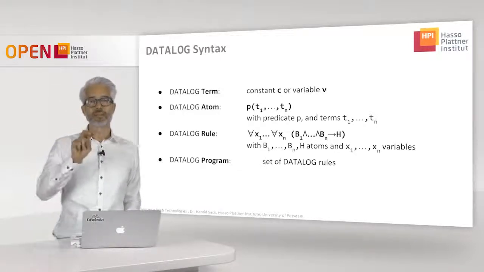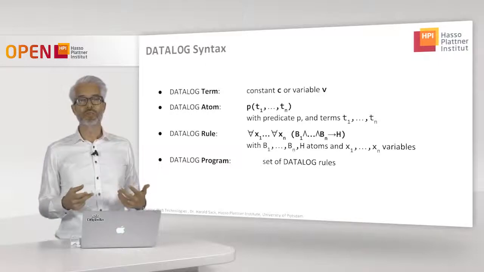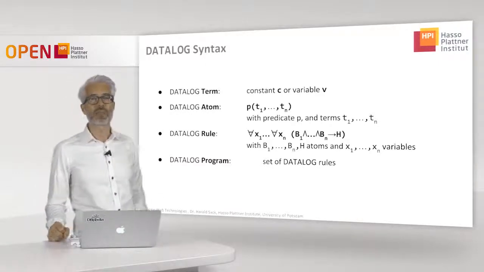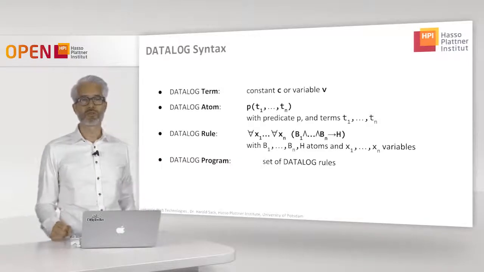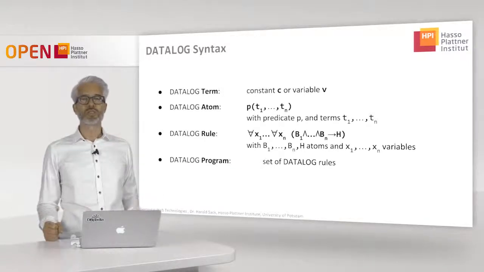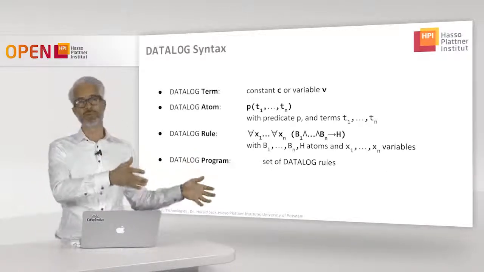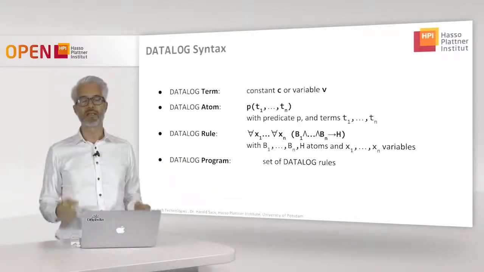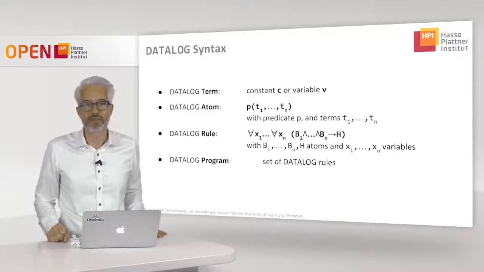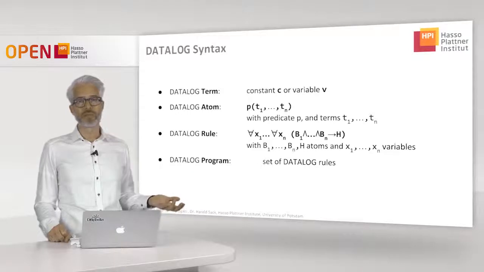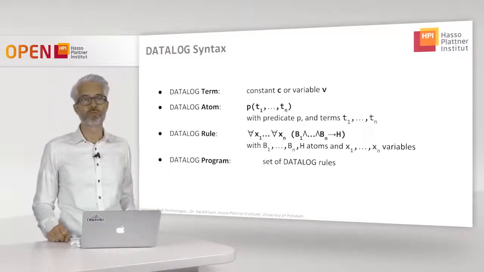And from these atoms, usually you construct your rules, where you say over all variables x sub 1 to x sub n, so this is universally quantified. Then you have your rule, which consists of atoms, and you have a body part and a header part. And these are usually only Horn clauses. And then, of course, a DATALOG program is nothing else but a set of DATALOG rules.